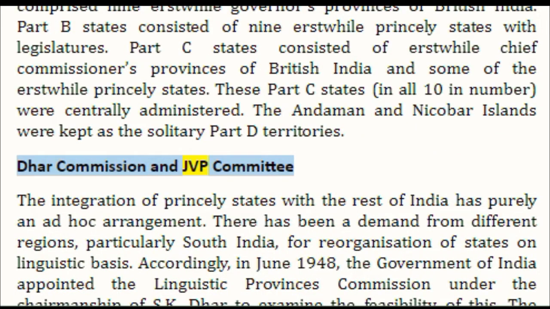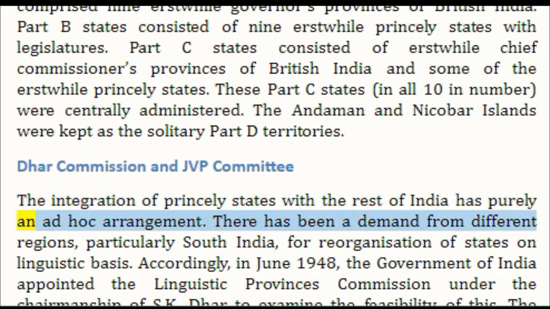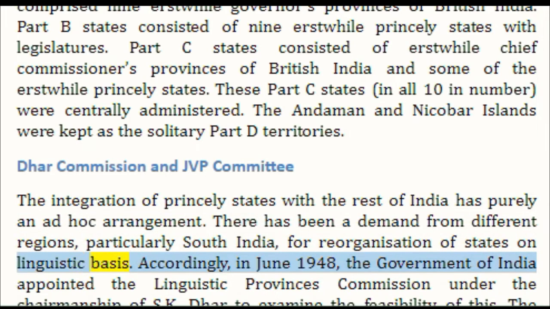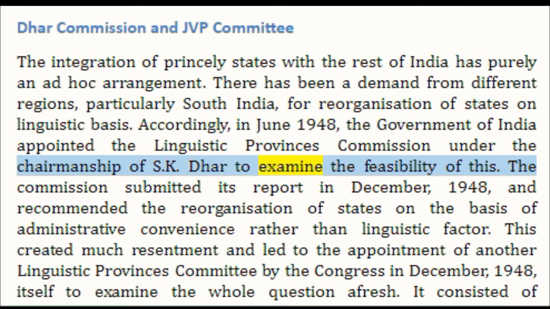Dhar Commission and JVP Committee. The integration of princely states with the rest of India was purely an ad hoc arrangement. There has been a demand from different regions, particularly South India, for reorganization of states on linguistic basis. Accordingly, in June 1948, the Government of India appointed the Linguistic Provinces Commission under the chairmanship of S.K. Dhar to examine the feasibility of this.